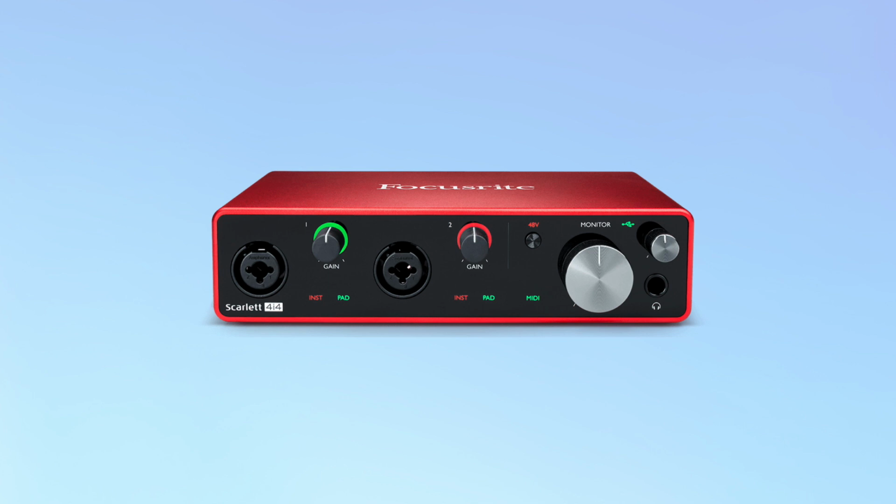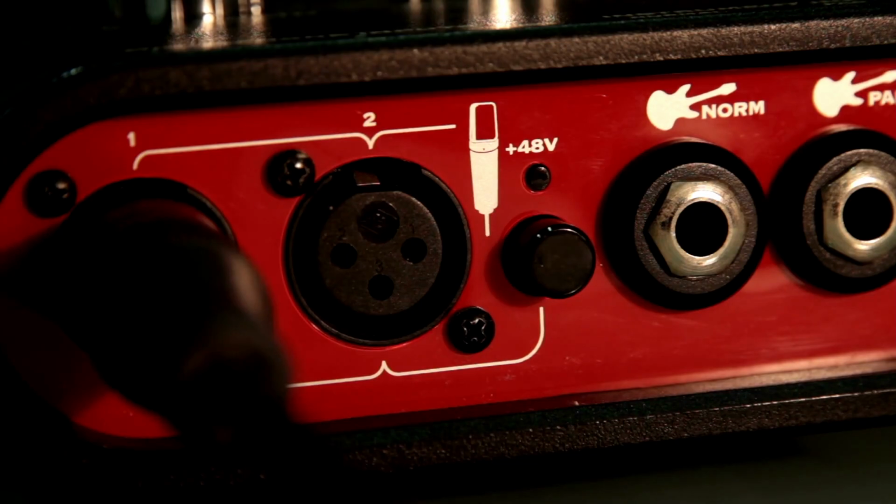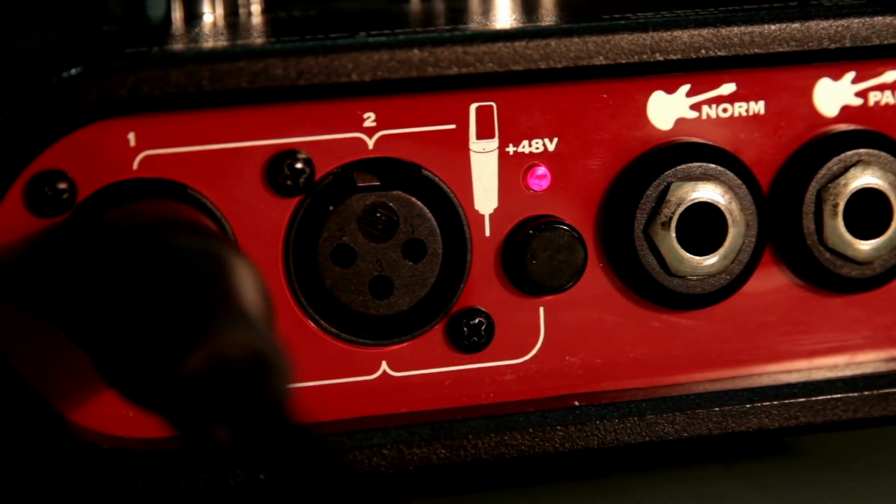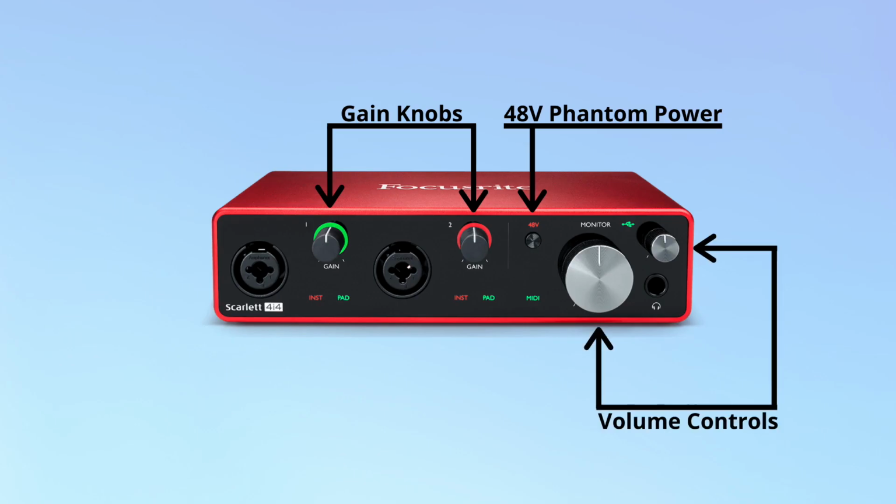On the front of a typical audio interface, you have your gain knobs. These turn up the volume of any audio signal. You have a phantom power button, which powers your microphones, providing 48 volts. You have a volume control for your studio speakers and headphones.